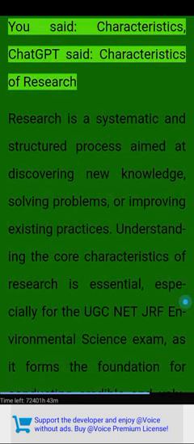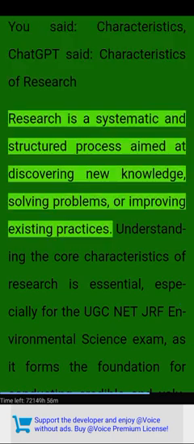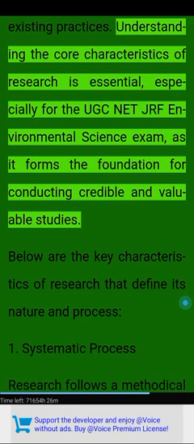Characteristics of research. Research is a systematic and structured process aimed at discovering new knowledge, solving problems, or improving existing practices. Understanding the core characteristics of research is essential, especially for the UGC NET JRF Environmental Science exam, as it forms the foundation for conducting credible and valuable studies.